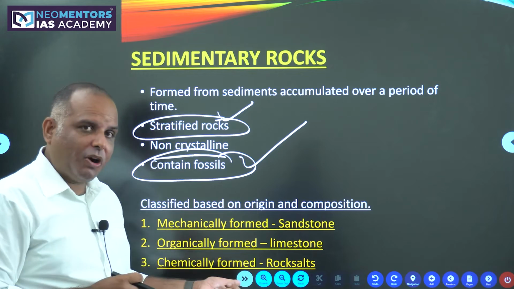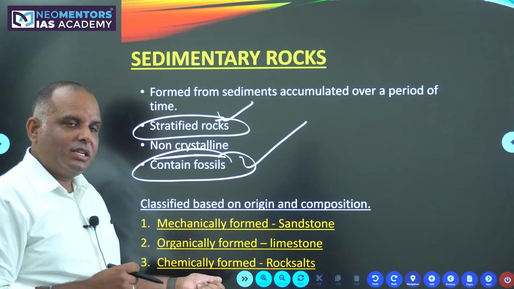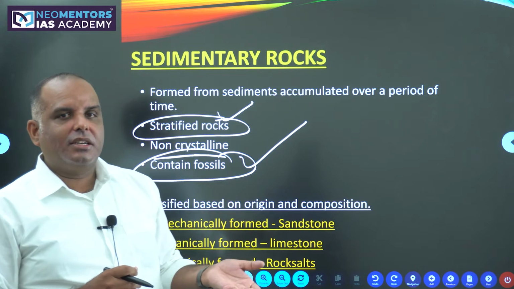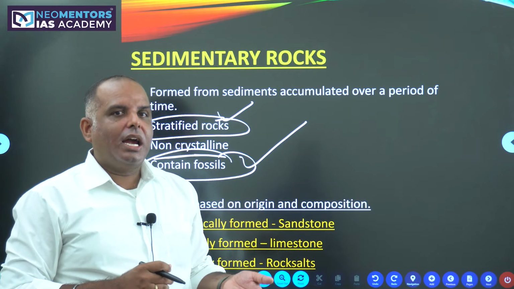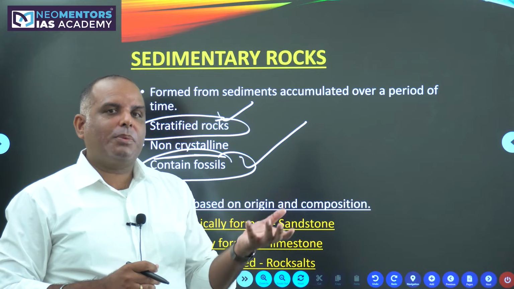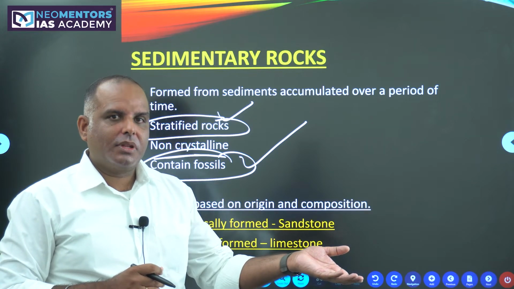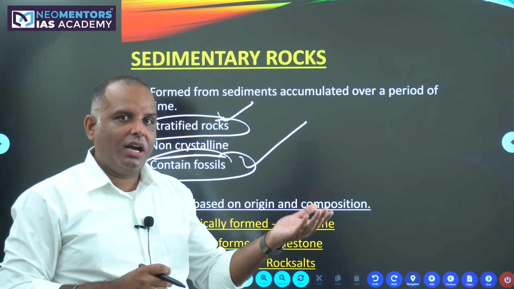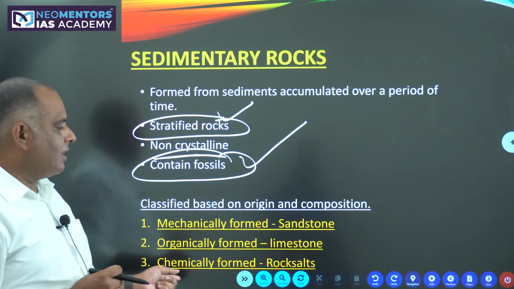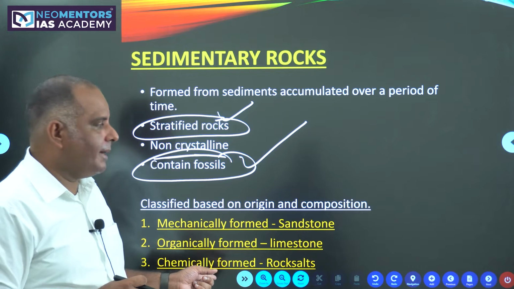Then chemically formed. Chemically formed means, let's say you have the Dead Sea, right? What is the salt content of the Dead Sea? It's pretty high. And if the water evaporates and deposits salts, that is a chemical process, right? So deposition of rock salts, etc. These are all chemically formed. Okay?